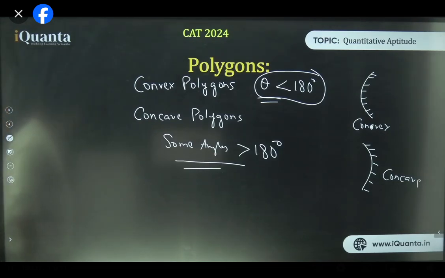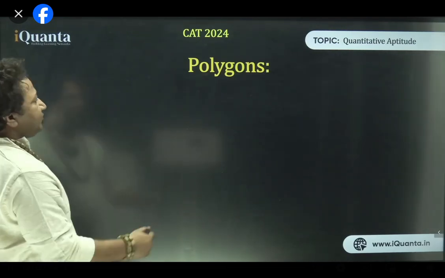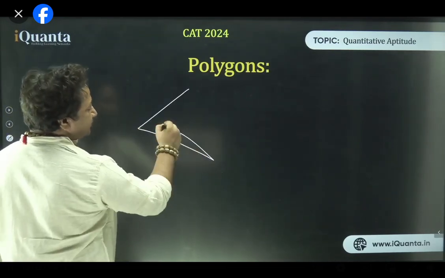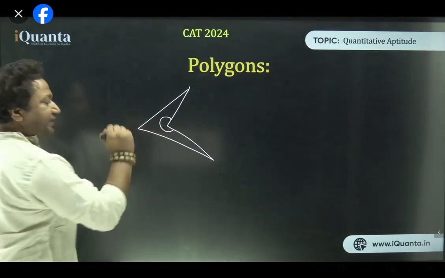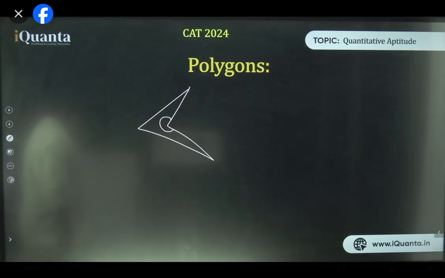So now I'm going to show you a polygon. चलो देखो, मैं तुम्हें concave polygon दिखाता हूँ. Concave quadrilateral. Look at this. This is a concave polygon, isn't it? Because you can see here that this angle is greater than 180. Getting it?